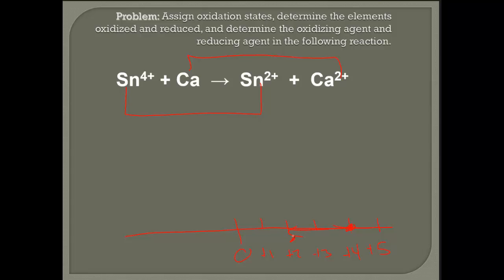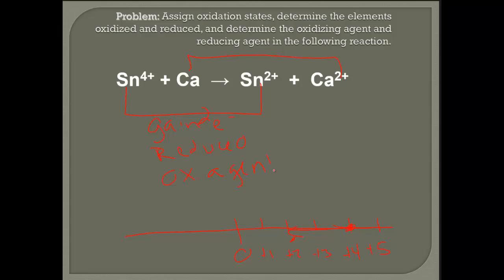Even though it's not in the negative range yet, it's becoming more negative. So that means it is gaining electrons. In fact, it's gaining 2 electrons, which means LEO GER, gain electrons, reduced. And by definition, if it's reduced, that means it must be the oxidizing agent.